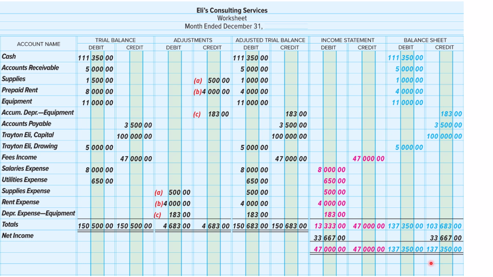Is that it? Not quite. The next step is the preparation of the financial statements, and we also need to journalize the adjustments and post them to the general ledger.